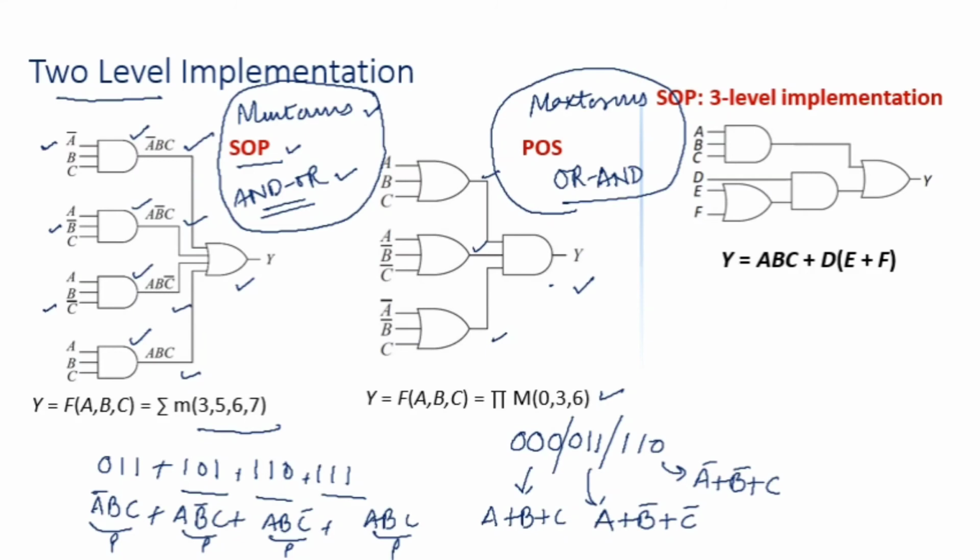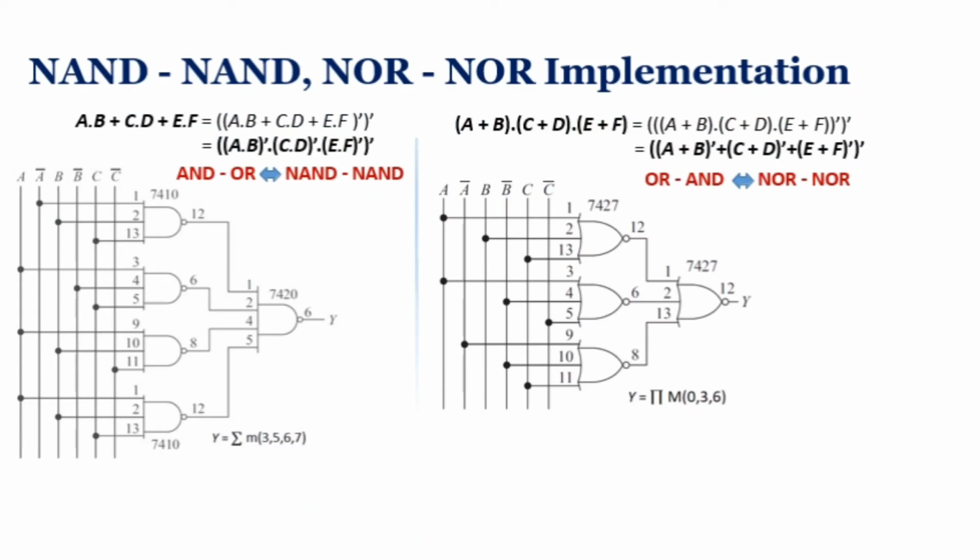Similarly, for this 3-level implementation, that means there are 3 stages. In first stage there is an OR gate, an AND gate, then in the second stage there is an AND gate, and then in the third stage there is an OR gate. So this is mixed implementation, or you can say three level implementation. Okay. So now coming to the NAND realization and NOR implementation.